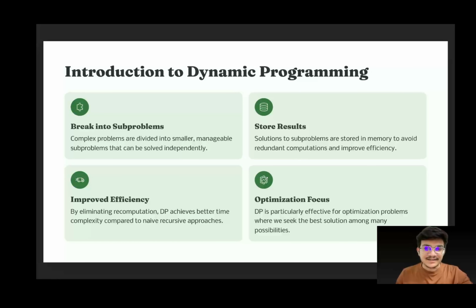Dynamic programming is a technique used to solve complex problems by breaking them into smaller subproblems. We solve each subproblem and store its result in memory to avoid recomputation. This improves efficiency compared to a simple recursive solution. Dynamic programming is mainly used for optimization problems where we need the best possible solution. For example, Fibonacci using dynamic programming avoids repeated calculation.